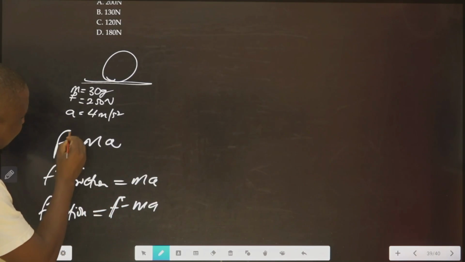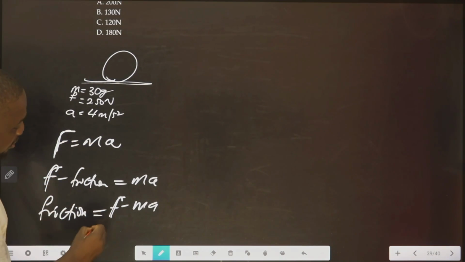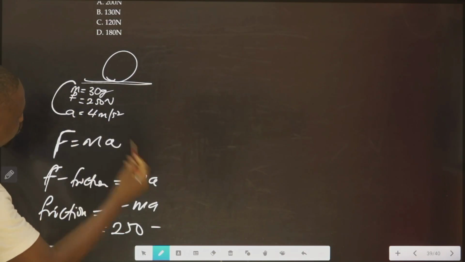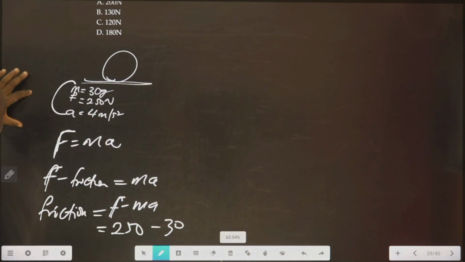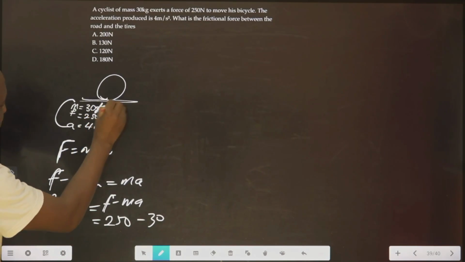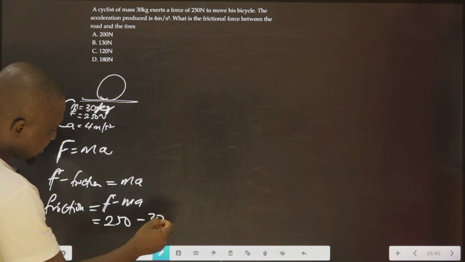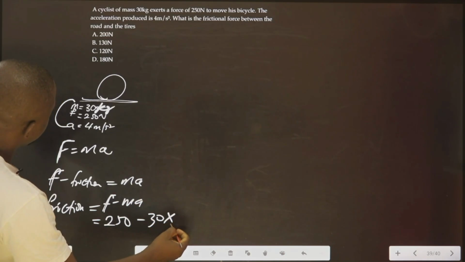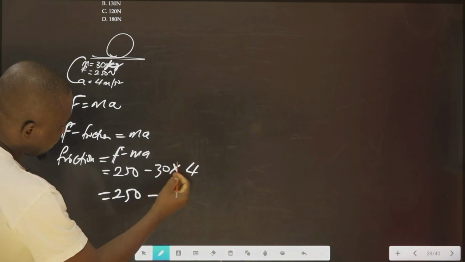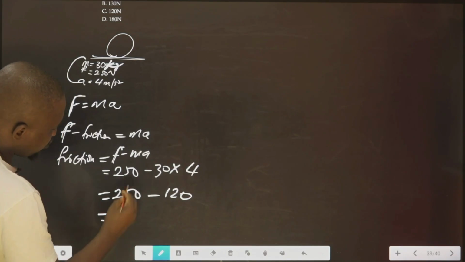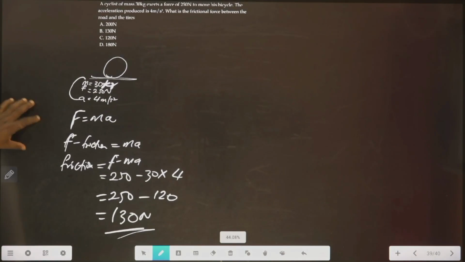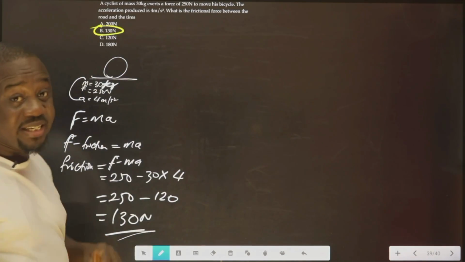We know this to be 250 minus this, 30. 30, is it gram? I put gram. It's supposed to be kg. So sorry, this is kg. Otherwise, I would have converted it. 30 times the acceleration, which is 4. So this is 250 now minus 120. If you subtract, it's going to be 130 Newton. 130 Newton is the answer. So B is the answer.